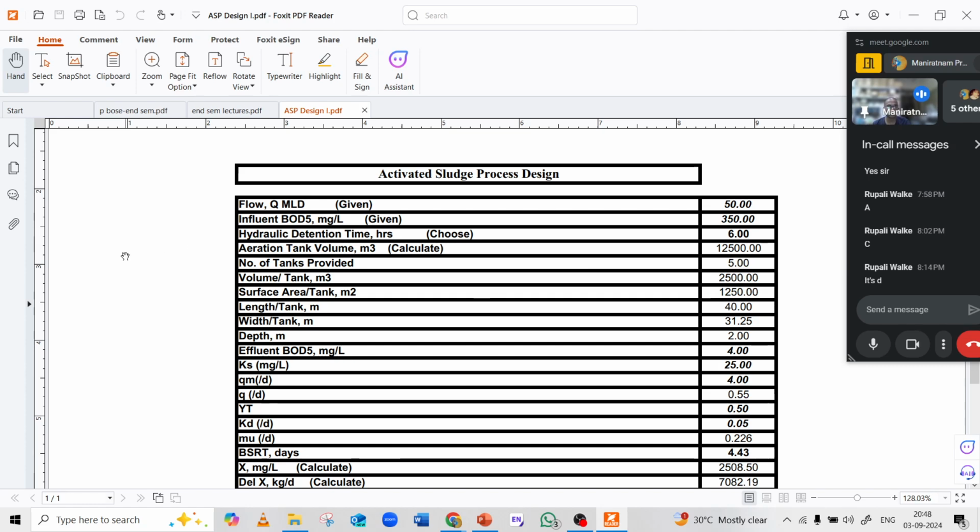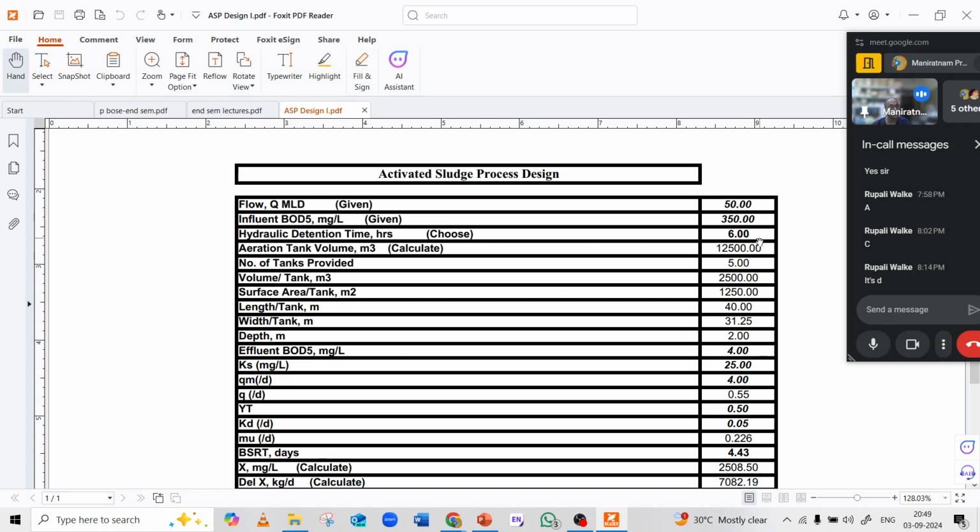Suppose I am making a treatment plant, then we will be knowing how much water is coming. So this Q is known. Similarly, this BOD will also be known to us, that is, what kind of organic wastewater is coming to our treatment. So this will also be known.